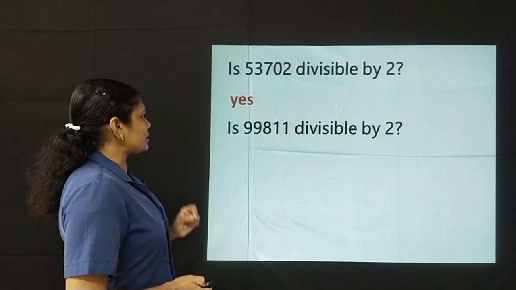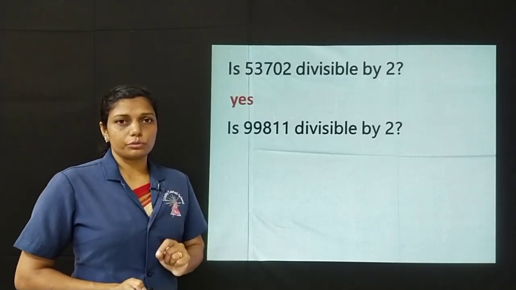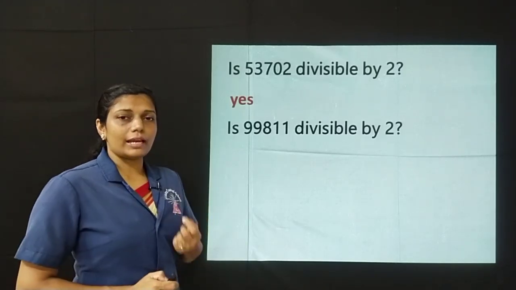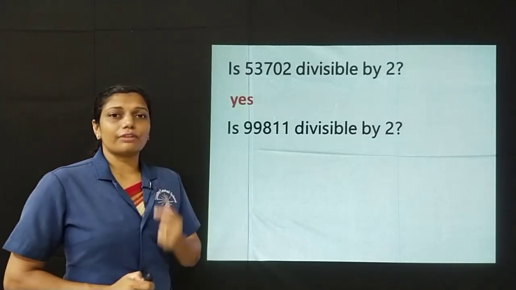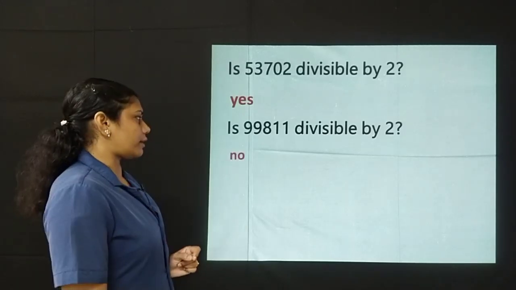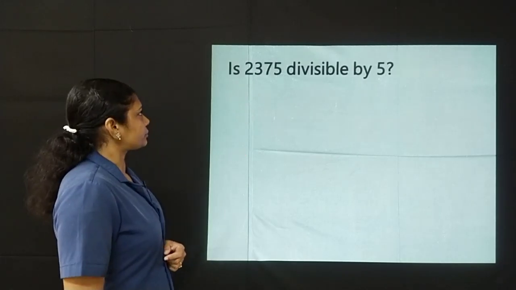Next one. Is 99,811 divisible by 2? No, because it is an odd number. It ends in 1. The units place of this number is 1. Hence, it is not divisible by 2. So, I write no. Clear? Let us go to the next one.